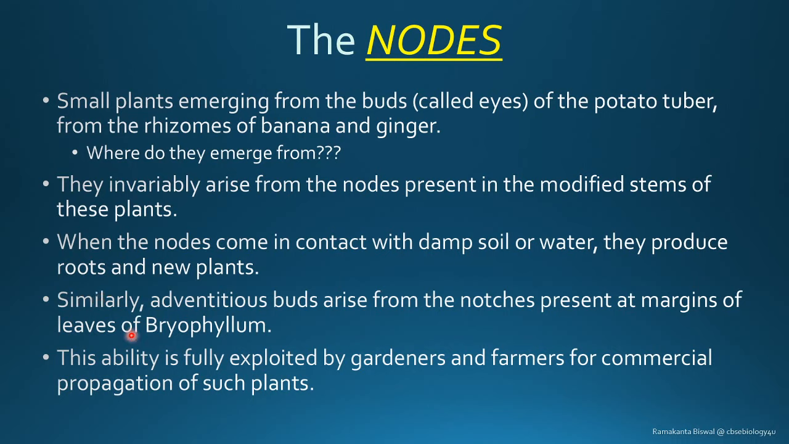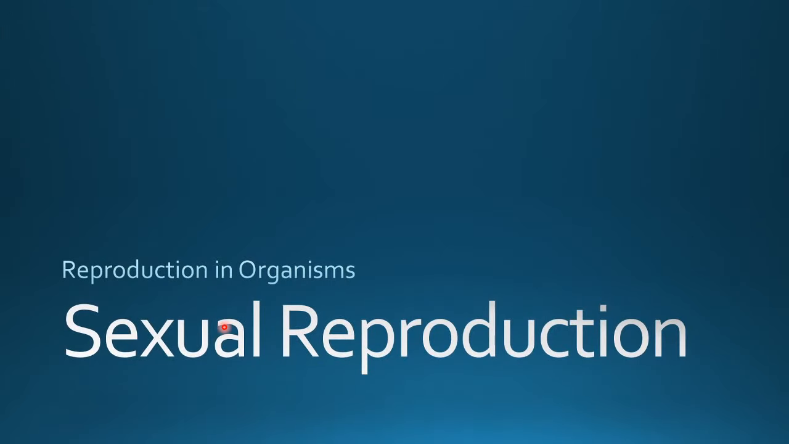Similarly, adventitious buds also arise from the notches present at the margins of the leaves of the Bryophyllum. This ability is fully exploited by the gardeners and the farmers for the commercial propagation of such plants. Right, that is called the process of vegetative propagation. I think I have been clear with these things. Okay, so this ends the asexual reproduction and the vegetative propagation seen in the organisms.